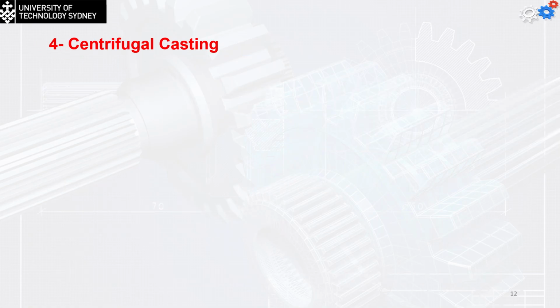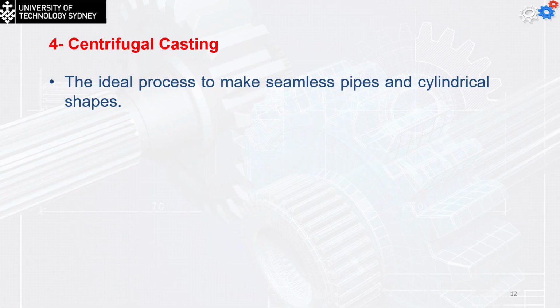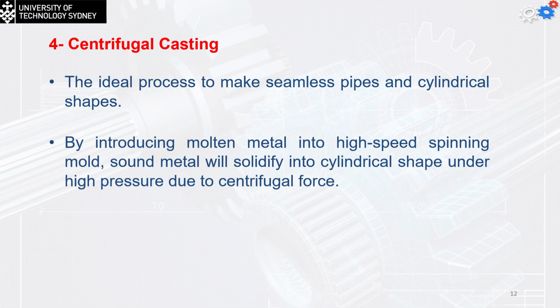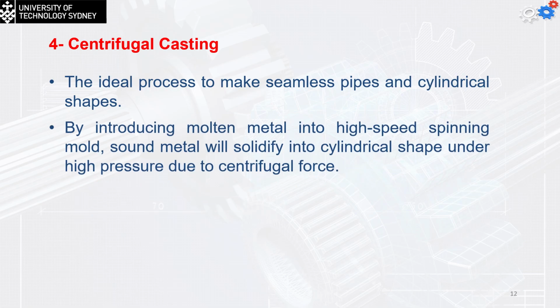The fourth type of the permanent mold procedure is going to be the centrifugal casting. From the name, it applies centrifugal force. It's an ideal process for making seamless pipes and cylindrical shapes. We're going to come to the definition of the seam pipe and the seamless pipe when we do the formation of the metal. By introducing the molten metal into a high-speed spinning mold, the sound metal will solidify into the cylindrical shape under high pressure due to the centrifugal force.